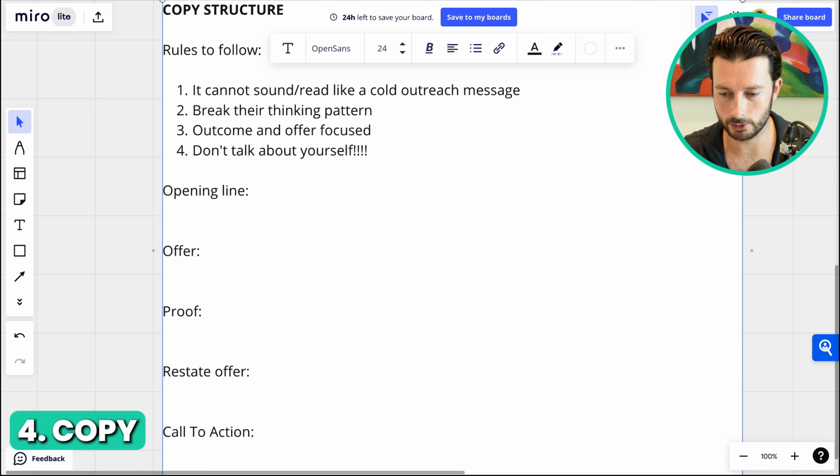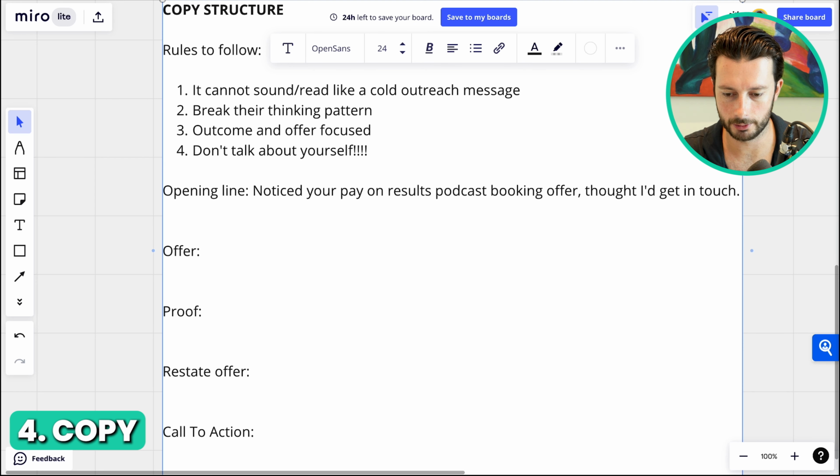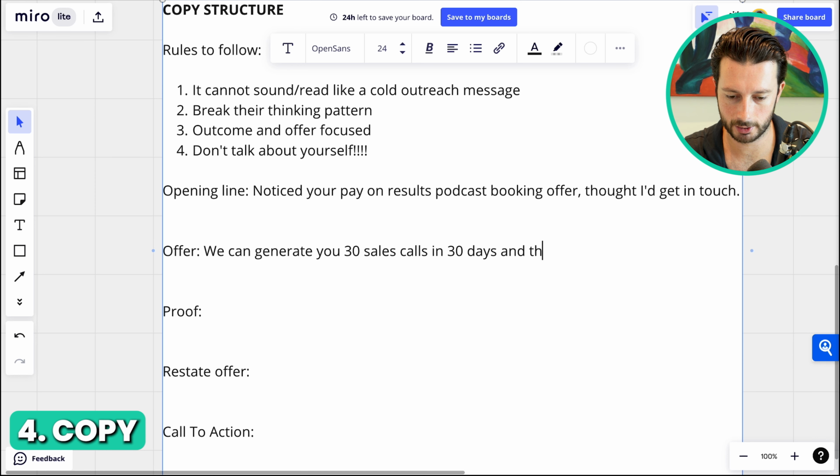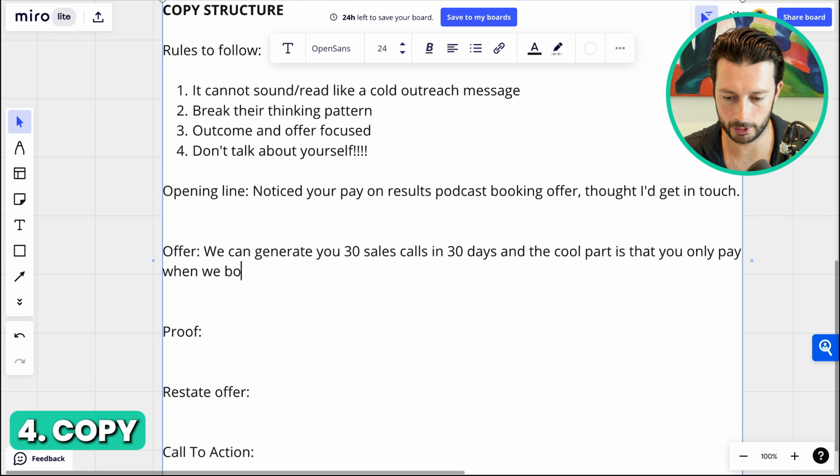So for example, to use this real life example, they were a podcast agency and they did something like a pay on results podcast booking offer. So I said something like, noticed your pay on results podcast booking offer, thought I'd get in touch. So the prospect's probably reading this thinking, oh, this person wants to basically get booked on some podcasts. And then I hit them with the offer straight away. So I'll just use this as an example. We can generate you 30 sales calls in 30 days. And the cool part is that you only pay when we book a qualified sales call on your calendar.